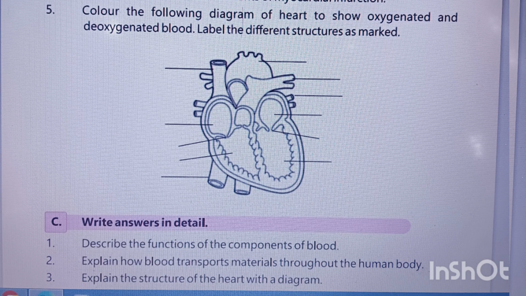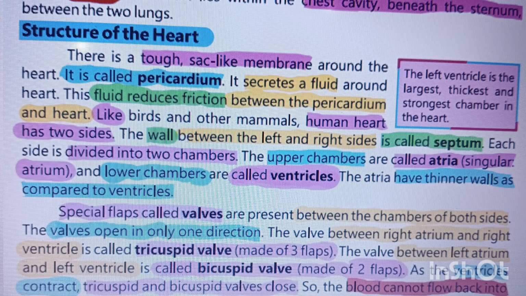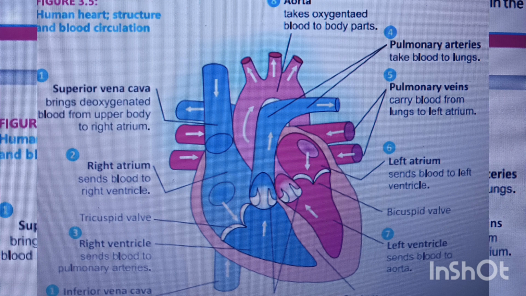Next is question number 3, students, is also important. Explain the structure of the heart with a diagram. So, this is your long answer. You will describe the structure of the heart and also draw this diagram. When you draw the diagram, be sure to label it, but the definitions they have provided below, like the bit under the right atrium, you don't need to write those, but you must draw the diagram and label it as shown.